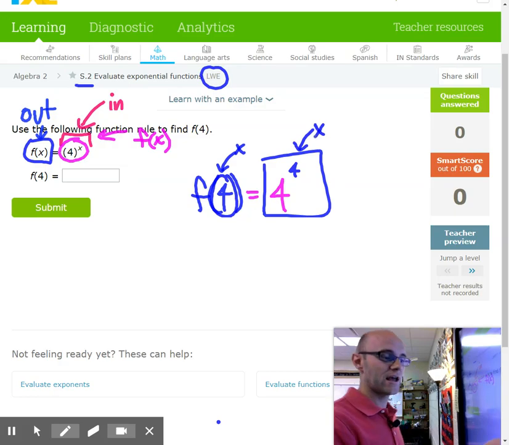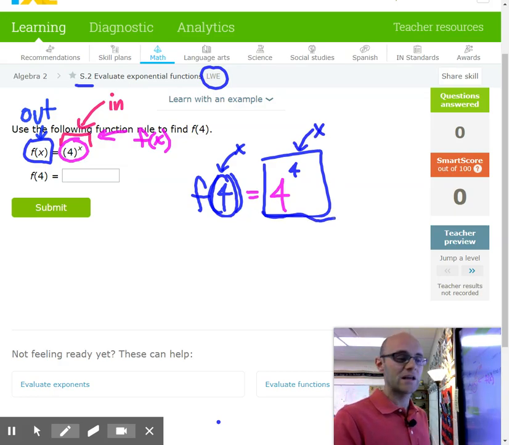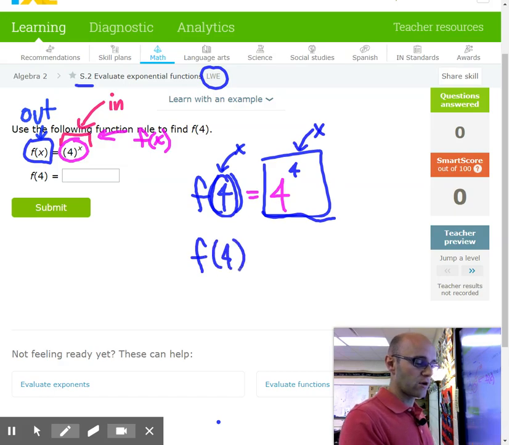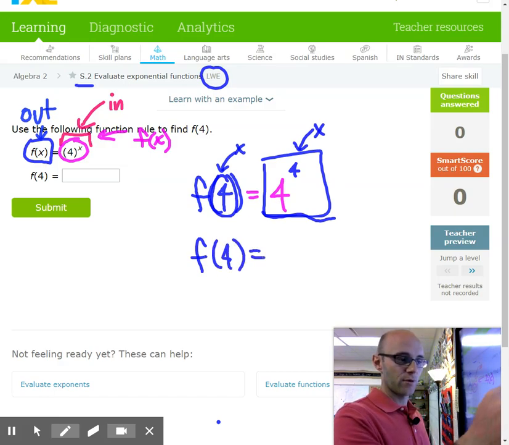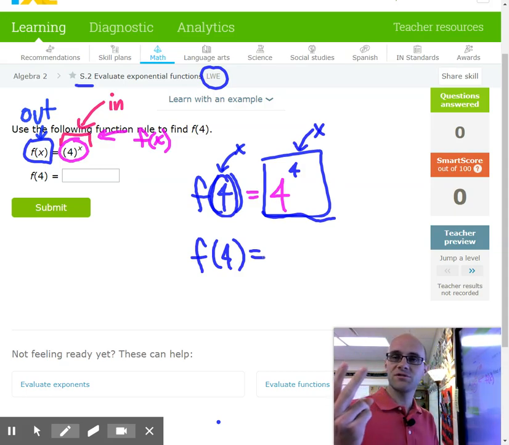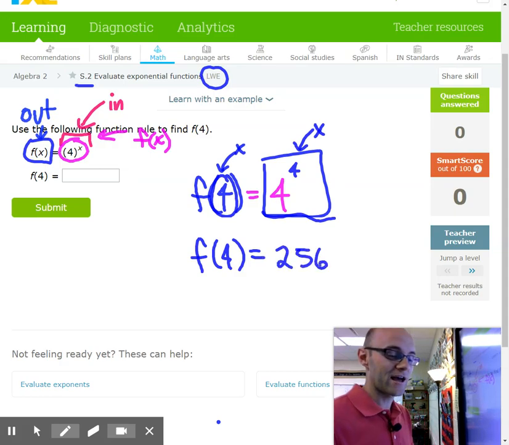So they're basically saying, hey, what does this function equal when I plug in that x value? Well, f of 4 would equal 4 to the 4th power. That's 4 times 4 times 4 times 4. I know 2 4s equals 16, another 2 4s equals 16. I happen to know that 16 times 16, if you type it in or work it out, you get 256. So what we could say right now is that f of 4 equals 256.